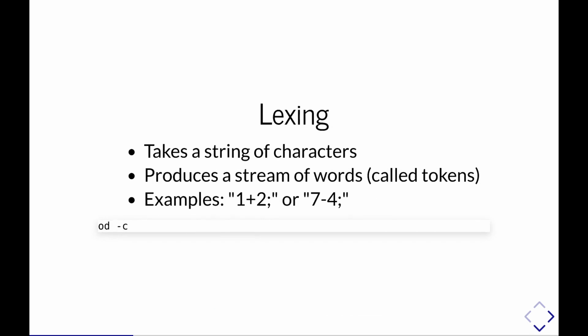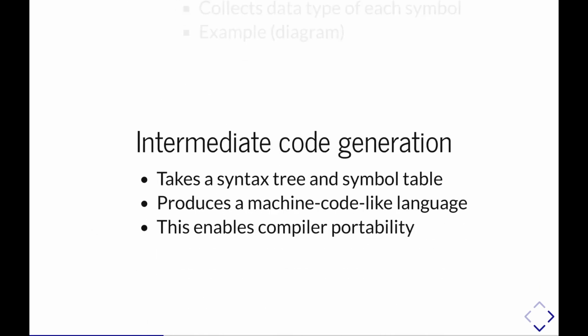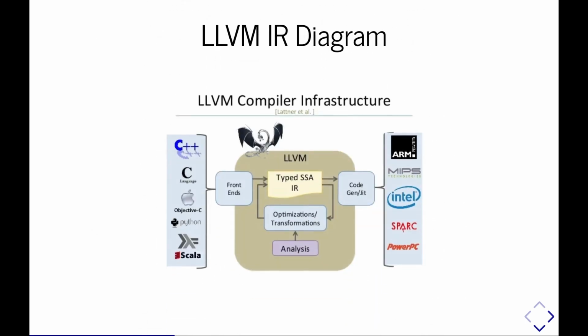So I went over this already, so this is just lexing, parsing, type checking, intermediate code generation. Here's an example of an industrial compiler framework. LLVM is the name of an intermediate representation. And so this illustrates the benefit of having an intermediate language instead of compiling directly to machine code.